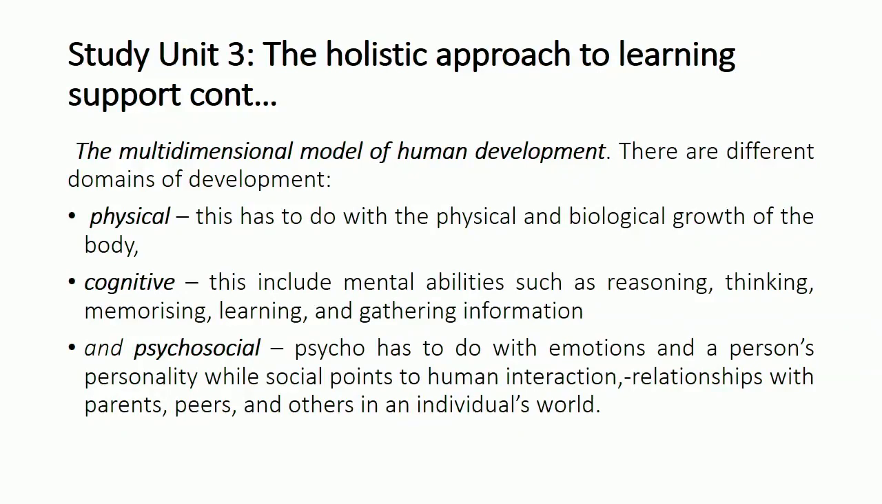In the multidimensional model of human development, there are different domains of development. A learner develops in different ways. We have the physical, which has to do with the physical and biological growth of the body. And then we are talking of the cognitive, which has to do with the mind. That includes reasoning, thinking, memorizing, learning, and gathering information. And then we are also looking at the psychosocial. Psycho has to do with emotions, the feelings and the person's personality, while social points to human interaction, the relationships with parents, peers, and others in an individual's world. So all these are human development. We look at the different domains.